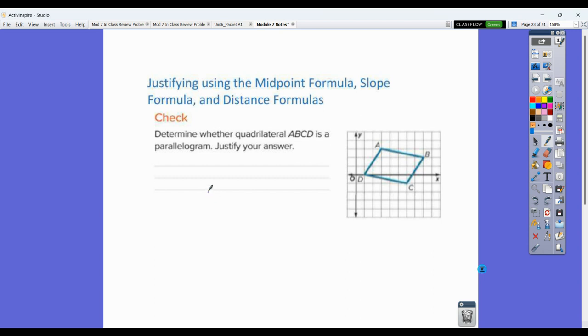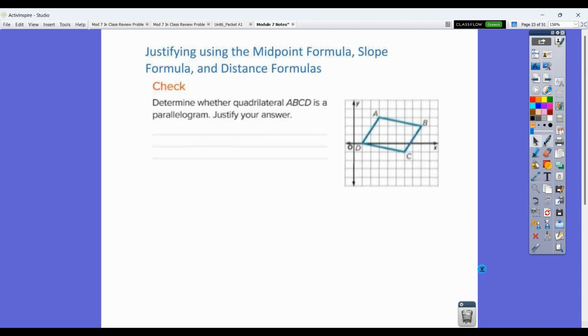So there's an example in your book of how this kind of goes with midpoints. They calculate a midpoint, calculate another midpoint. Since the midpoints are not the same, the diagonals don't bisect each other, and therefore it's not a parallelogram. So for this one, I'm going to go through it with all of the different ways just because I want to show you guys all of the different options that you have here.